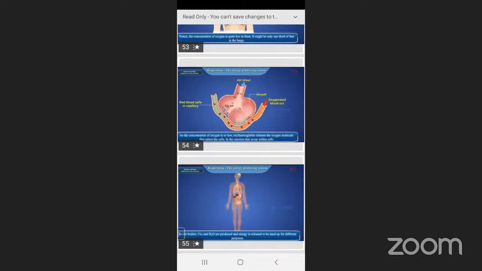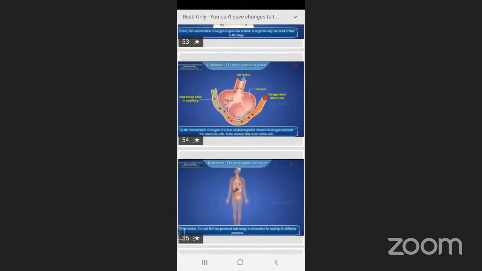See here: air in, out, alveoli, oxygenated blood out. Here, carbon dioxide out. Red blood cells in capillary.